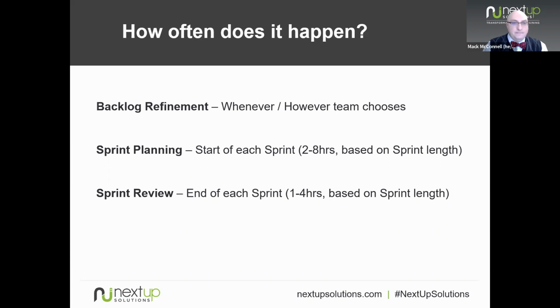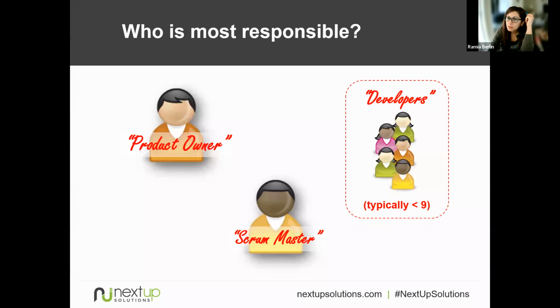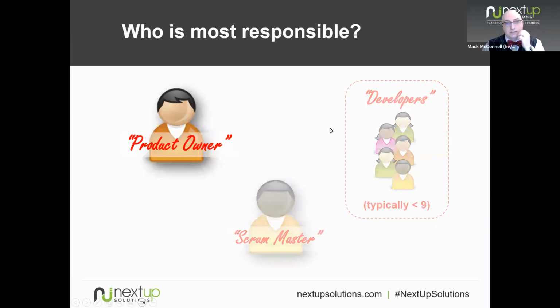And then lastly, which of the 3 roles do you think would be most responsible for that loop? Anyone have a guess? Whose job is it to think about this loop every day? The product owner. Very good. Yes, exactly right. It's the product owner's job to think about this all day long. The other 2 roles, of course, play a part too.